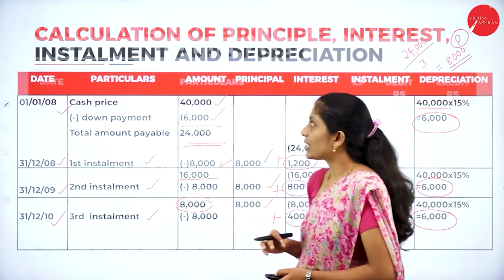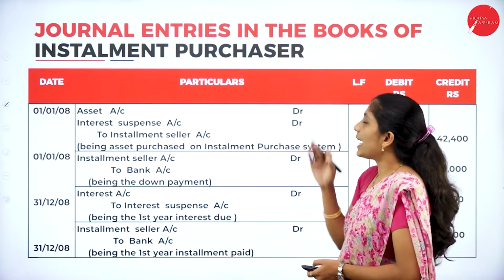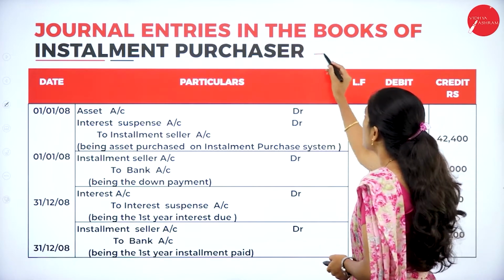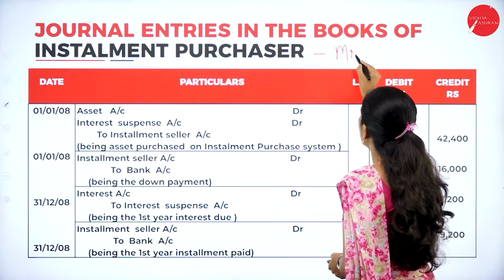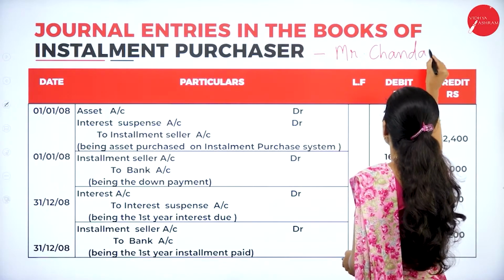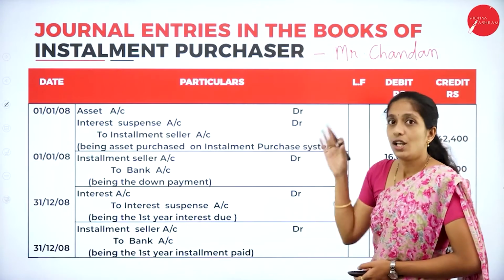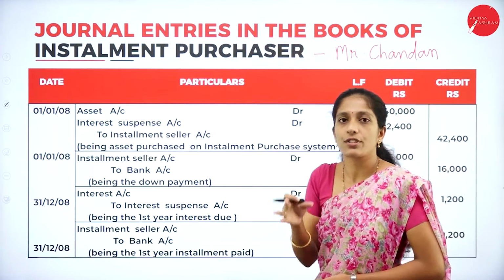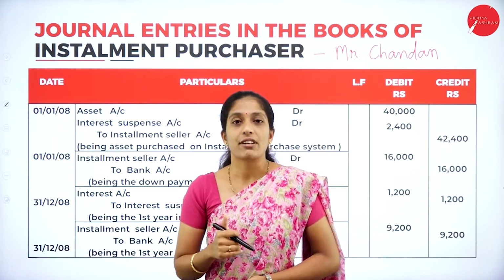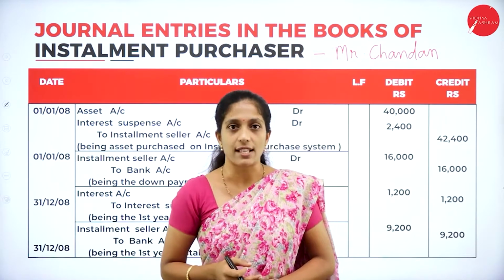Now go through the journal entries. So journal entries in the books of the installment purchaser. Now who is the installment purchaser here? It is Mr. Chandan. So Chandan is the installment purchaser. In his book, we are going to record the journal entry. Now what is the first journal entry? That is for purchasing of asset.